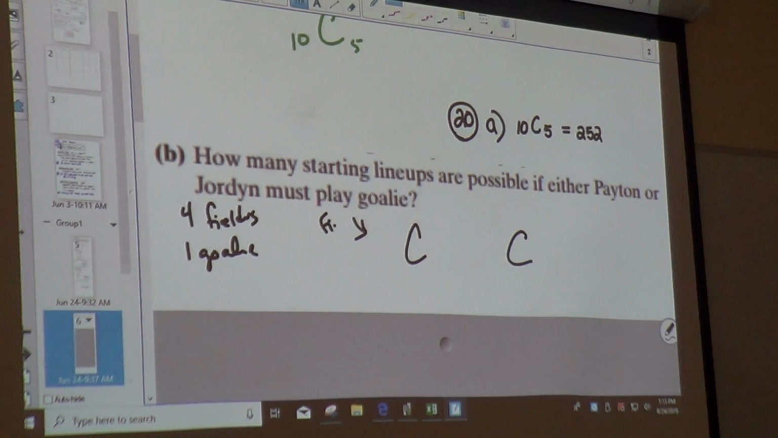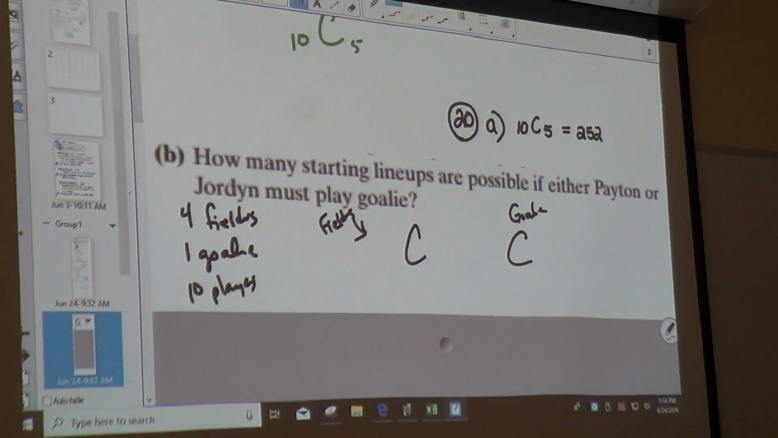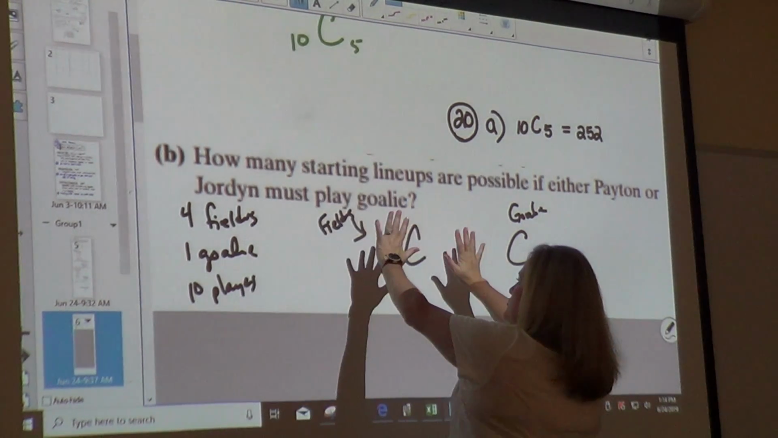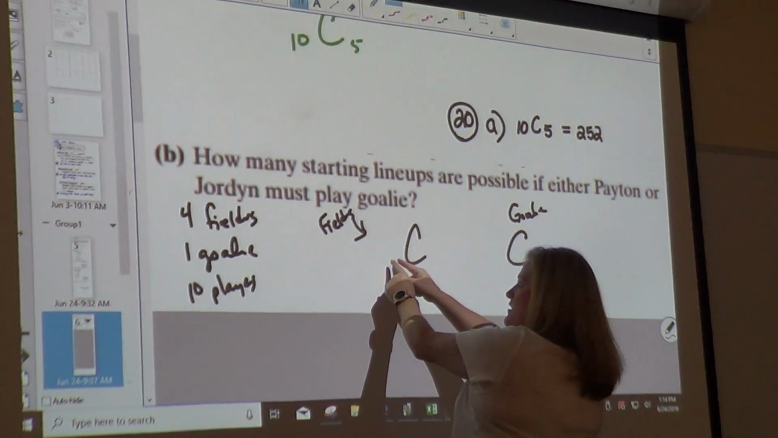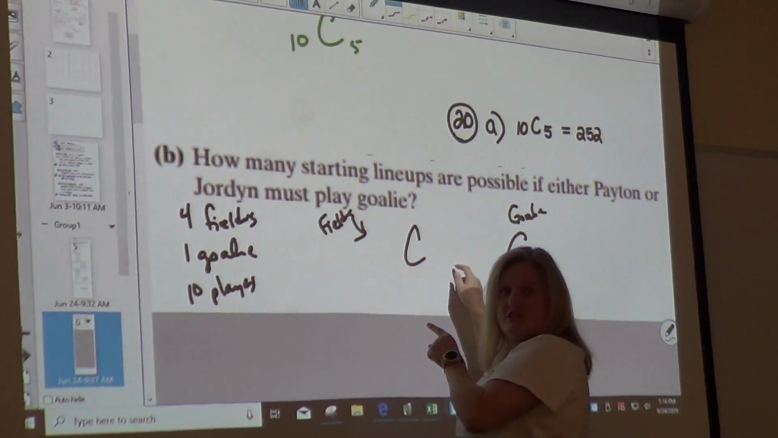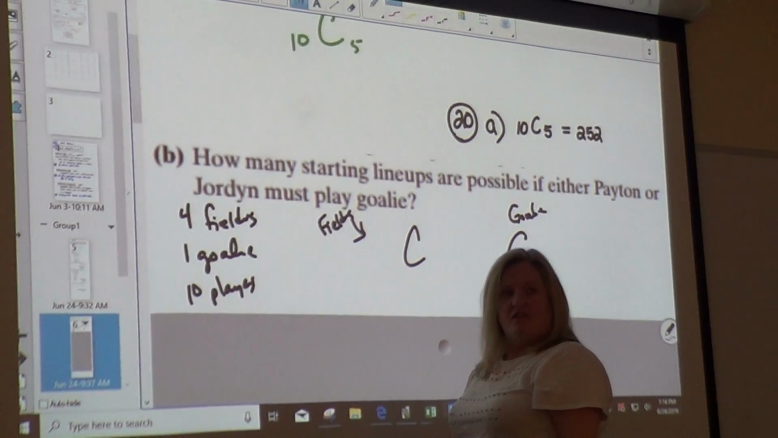This is my fielders. This is my goalie. And there were 10 players. So, Travis, fielders. What's going here? 4. 4 goes here. Yeah. What's going to go here? 10.